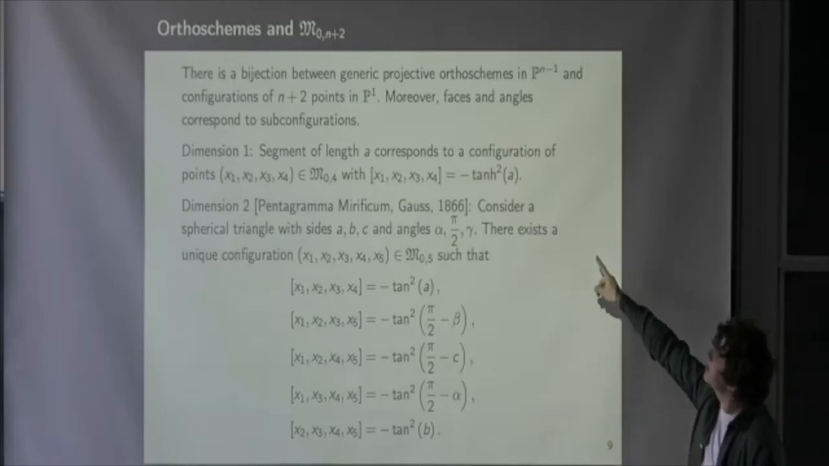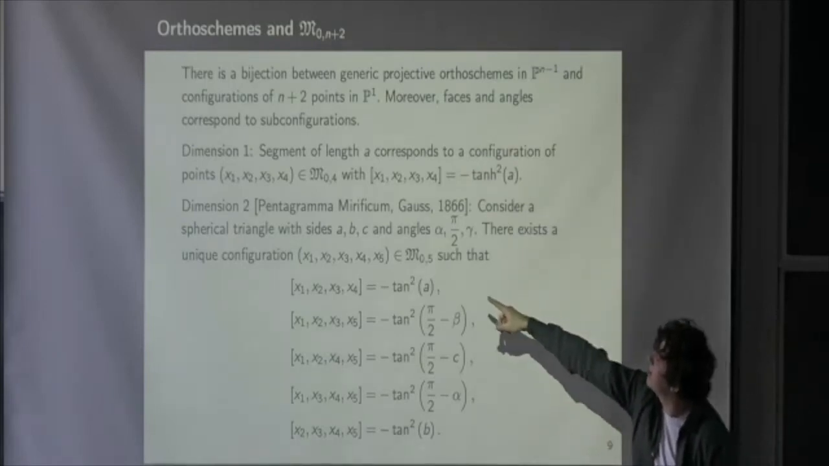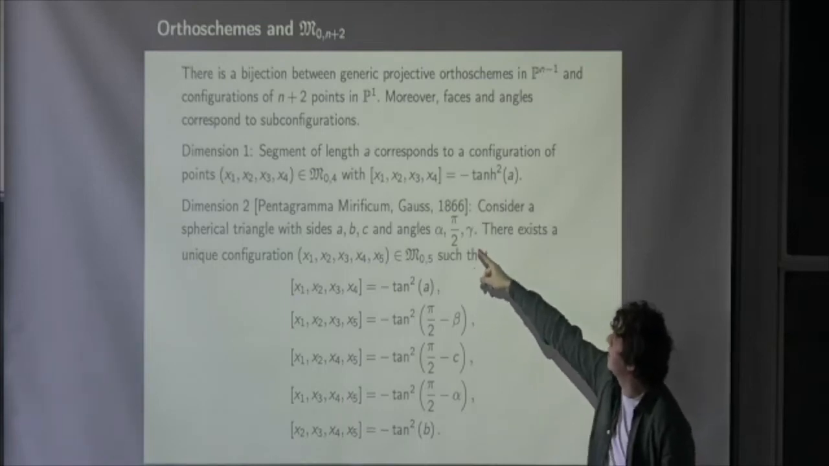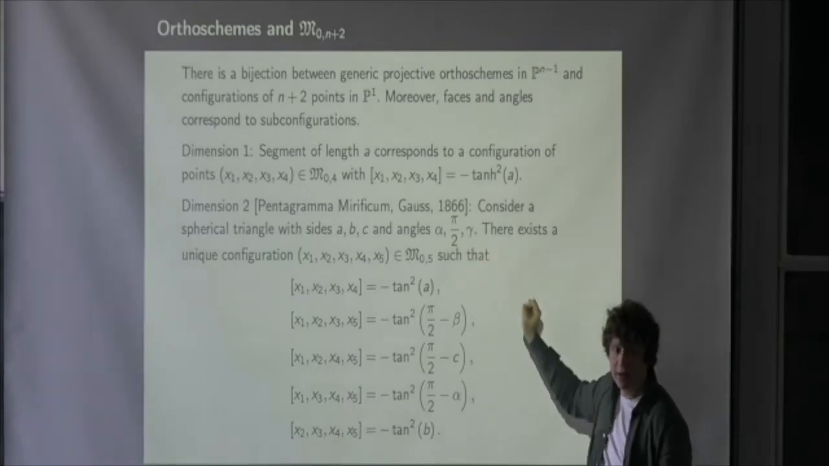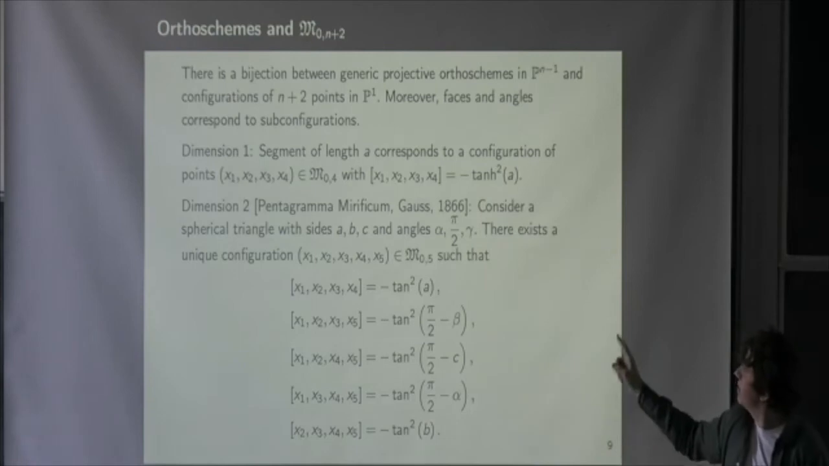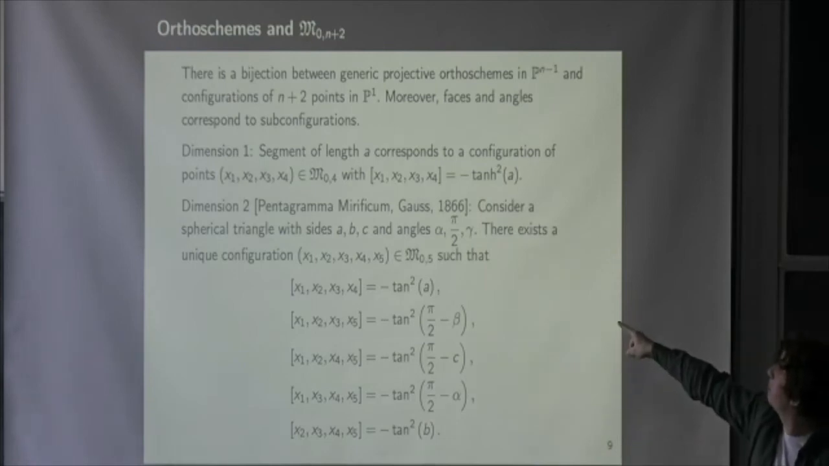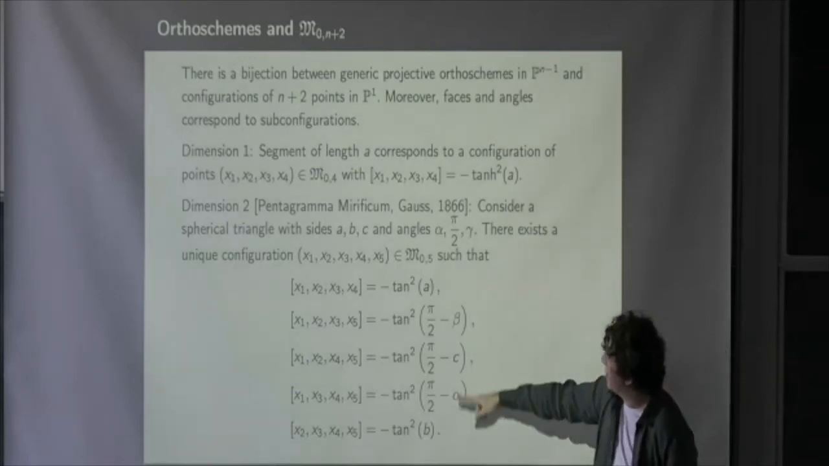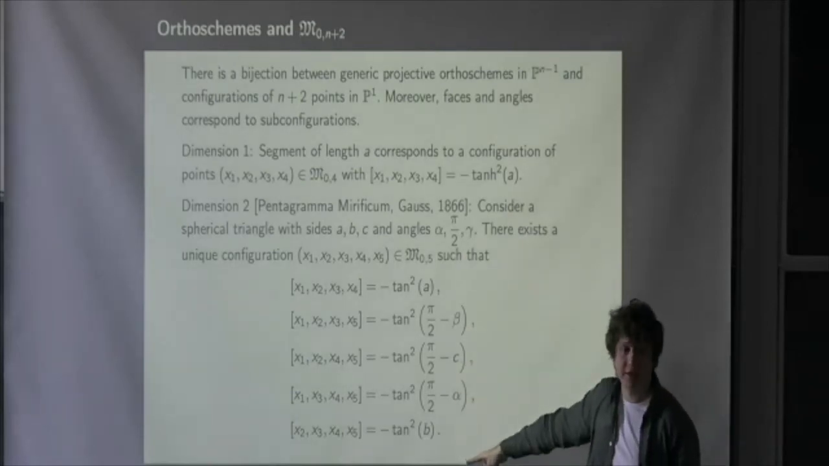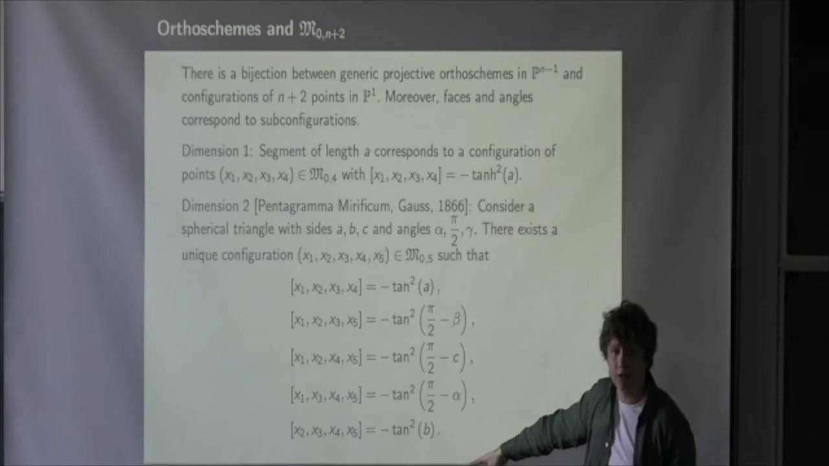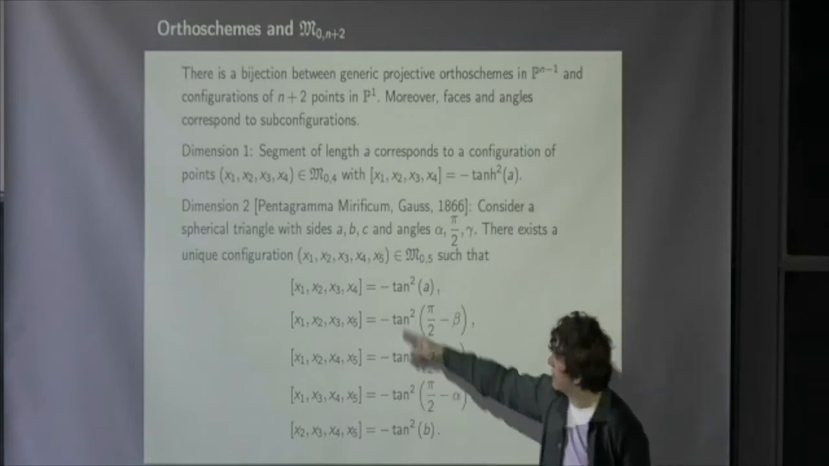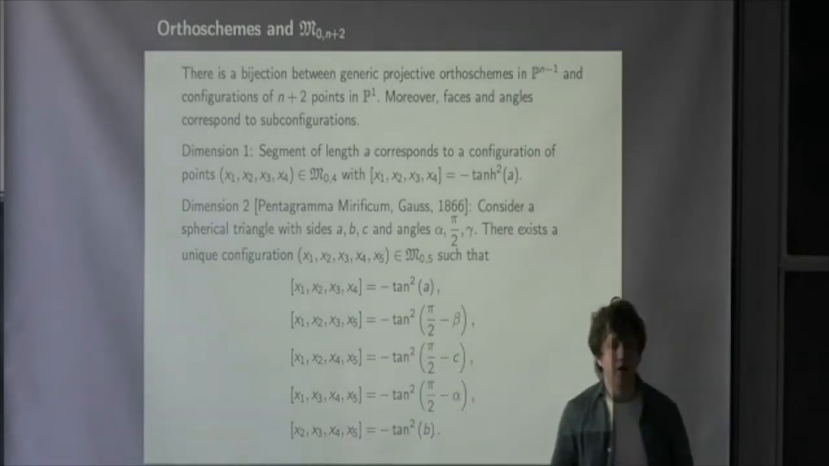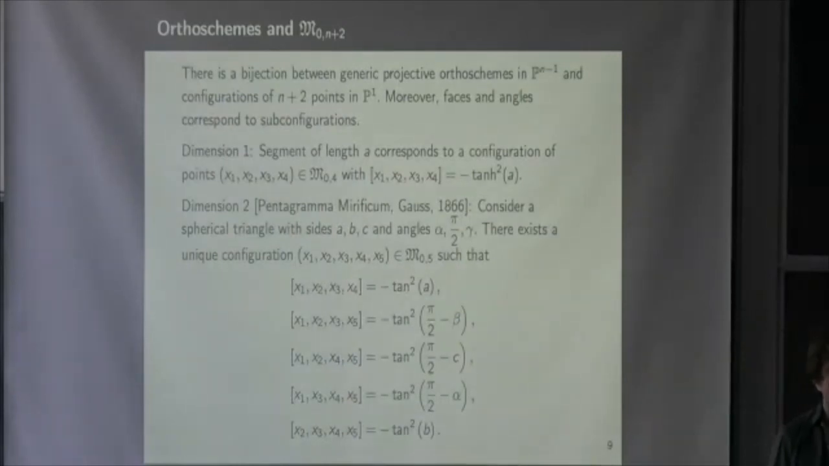And the statement is that if you take a spherical triangle with sides A, B, C and angles alpha, pi over 2 (90 degrees), gamma, then there exists a unique configuration of 5 points on P1, so that tangent squares of these 3 lengths of edges and 2 angles of the triangle are exactly 5 cross ratios of 5 points. So that's, I think, a remarkable result and very strange.